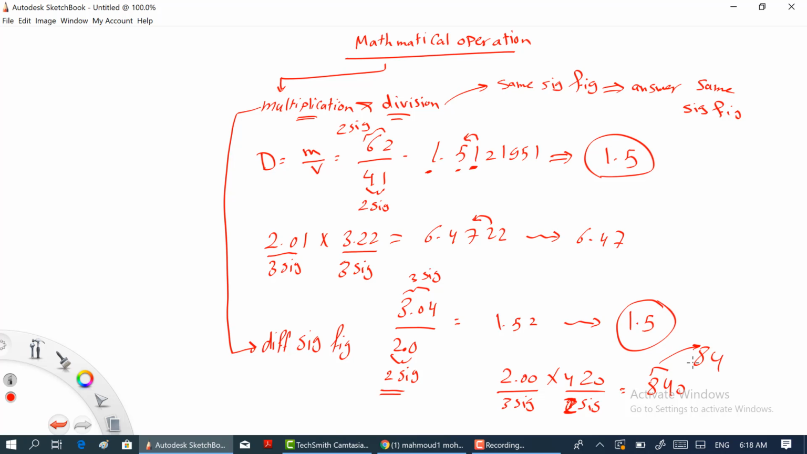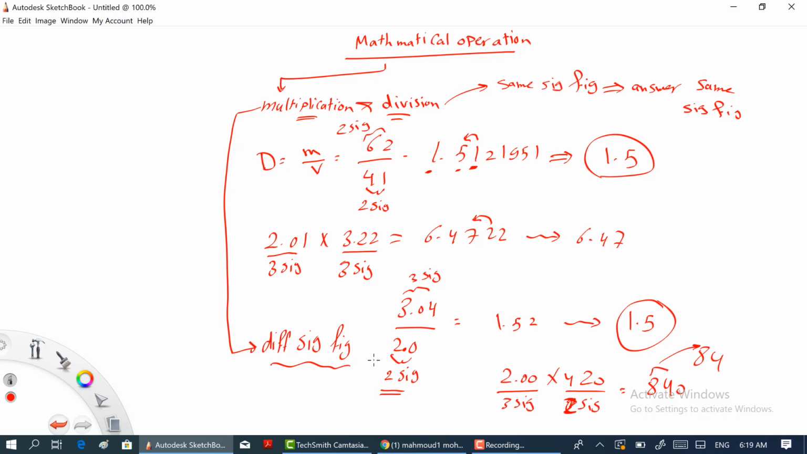So in the case of multiplication or division, if they have the same number of significant figures, we take the same number of significant figures. But if they have a different number of significant figures, we take the lesser, and the answer will be rounded to the lesser number of significant figures.